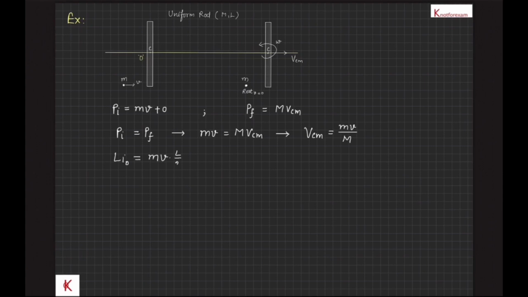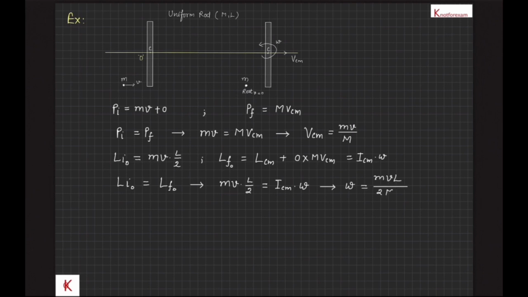And initial angular momentum of the rod about point O, that is the initial position of the center of mass of the rod, L_iO is equal to mv into L by 2. That should be equal to final angular momentum L_fO by angular momentum conservation principle, and that is equal to angular momentum about center of mass, that is I_CM omega, plus angular momentum of center of mass about point O, that is 0. Therefore, mv into L by 2 is equal to I_CM into omega, or omega equal to 6mv upon ML.